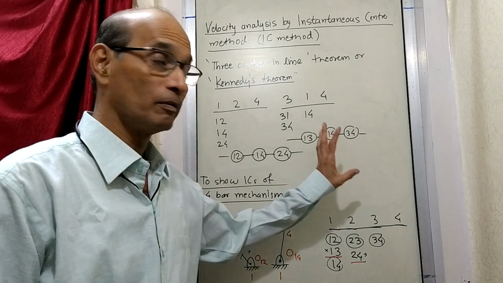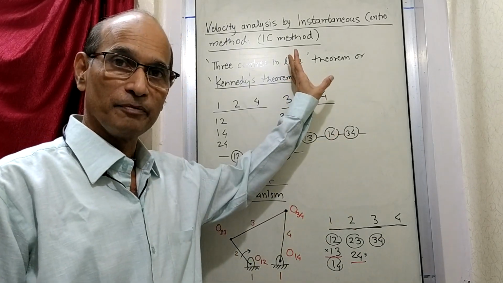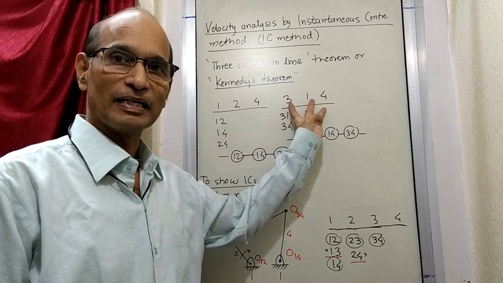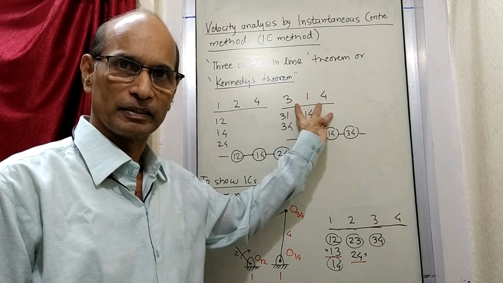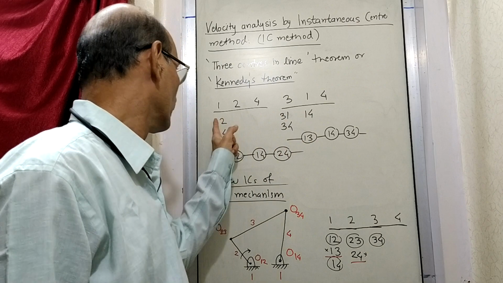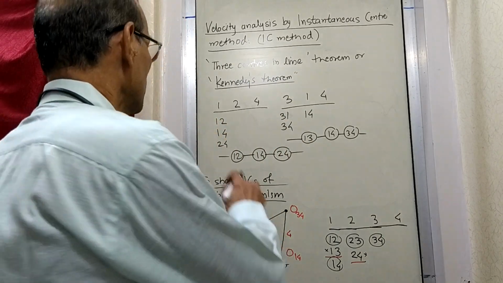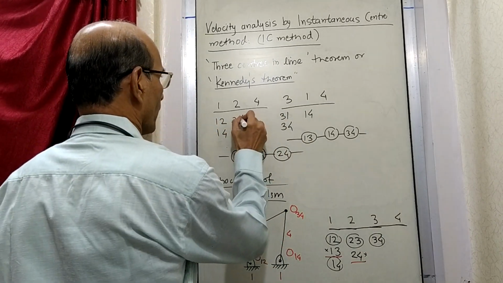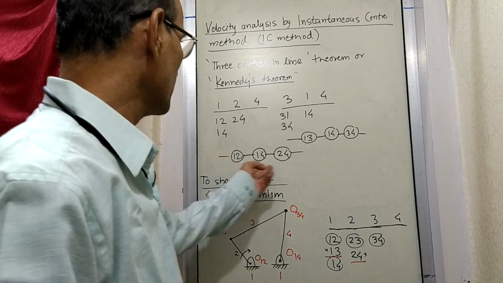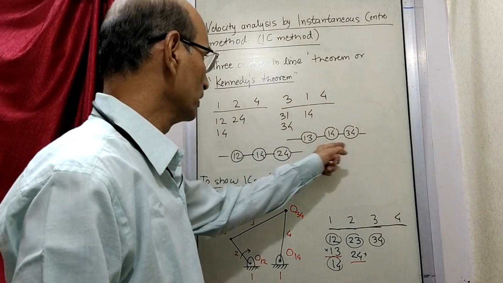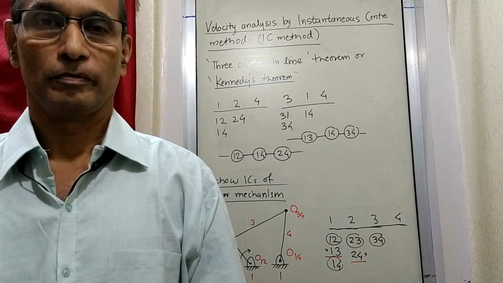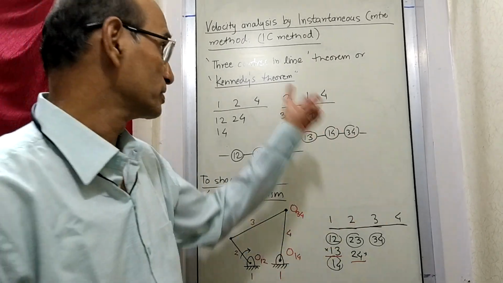That is the theorem. What does the theorem say? If you take any 3 links, then 3 centers will be formed by those 3 links. So these 3 links, in fact I should write 2, 4 here. Now these 3 centers which are formed, they will always be in one line. That is the rule. That is a theorem called Kennedy's theorem.